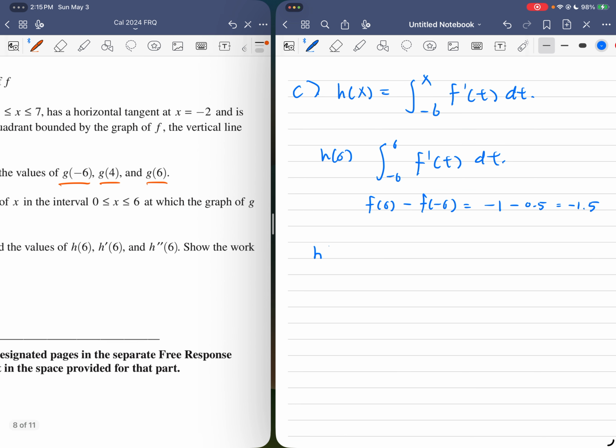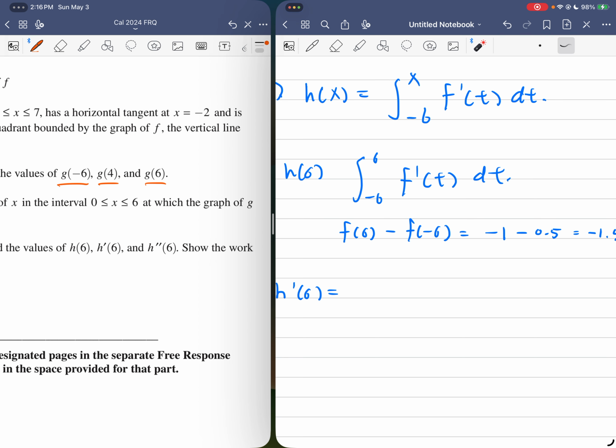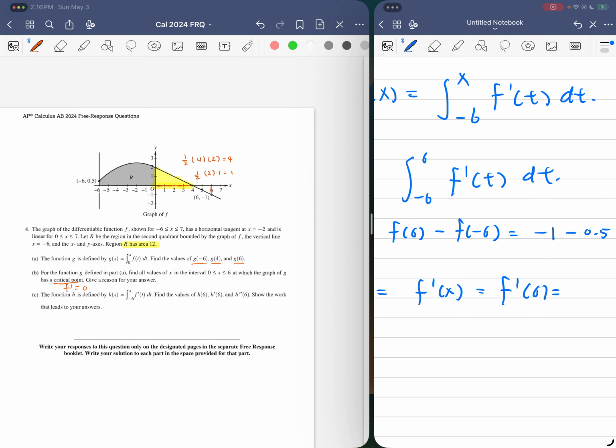Next one, what does it say? H prime of 6. So basically, you're just taking the derivative of this. Derivative of this means derivative and antiderivative undo each other. So the only thing you are going to have left over is f prime of x. But instead of x, you're going to plug in 6. What's f prime of 6?